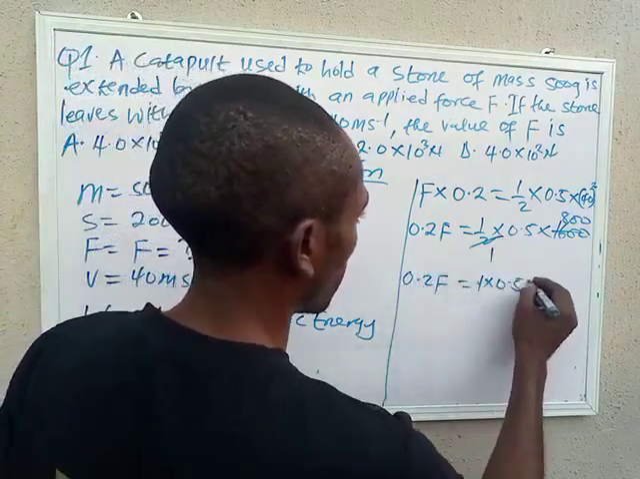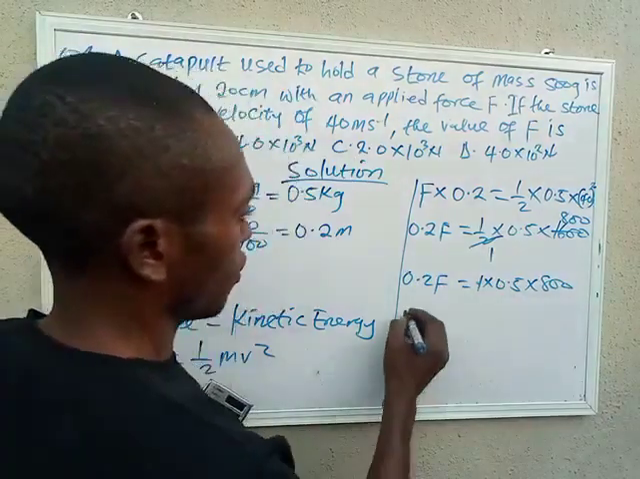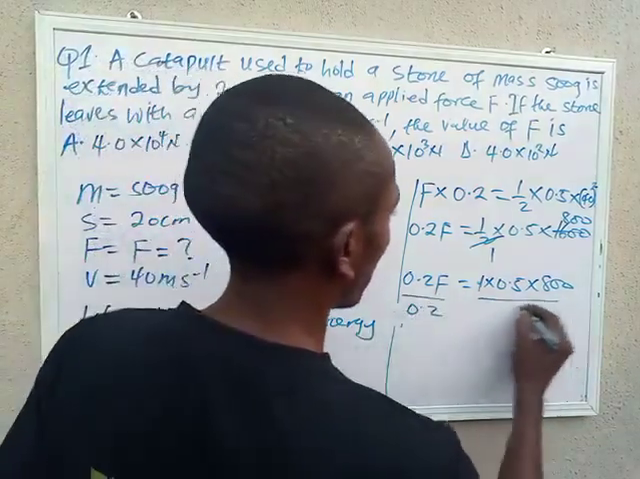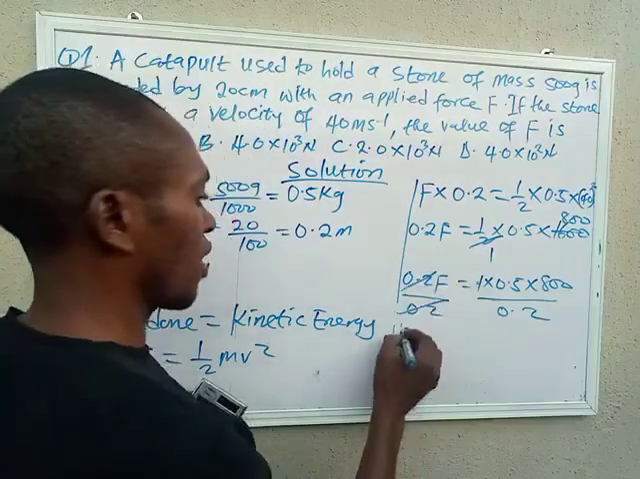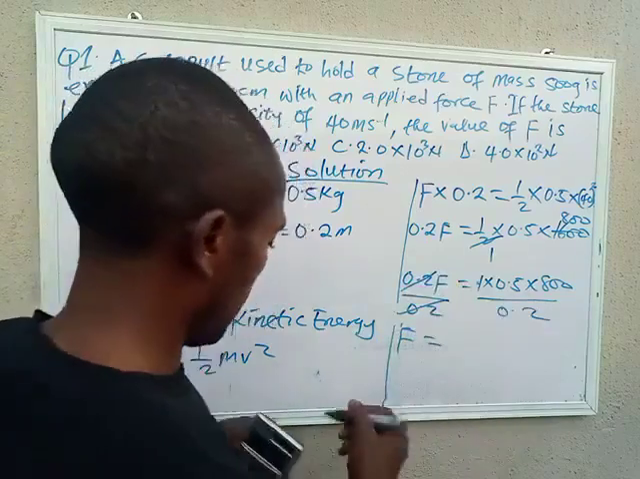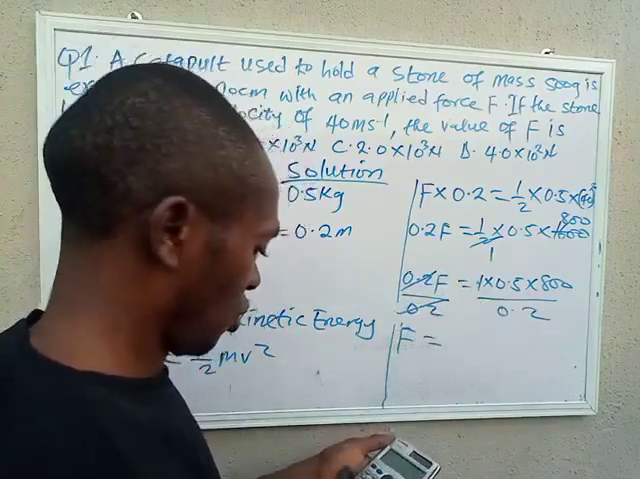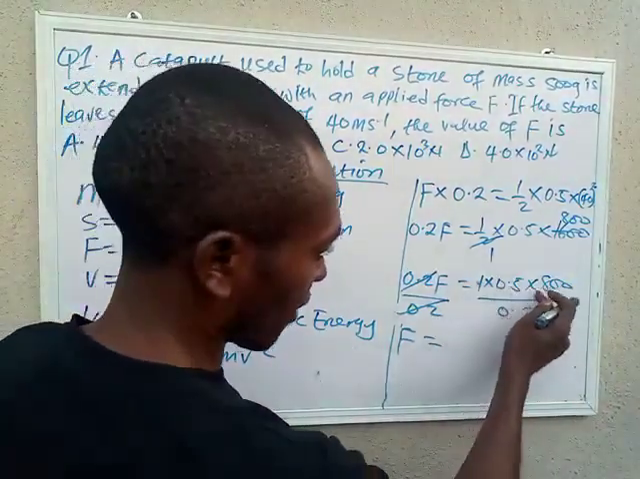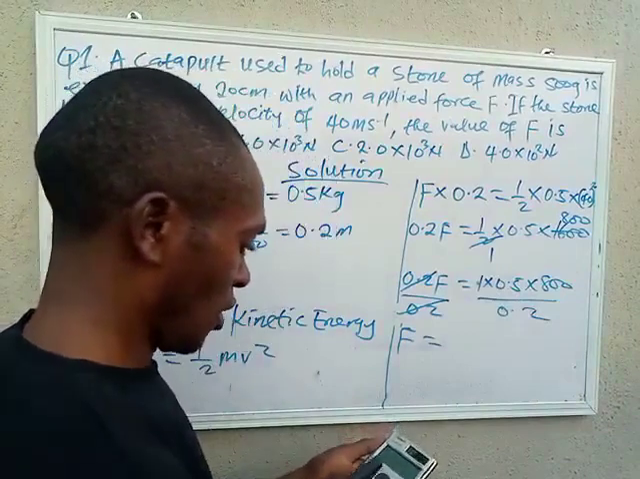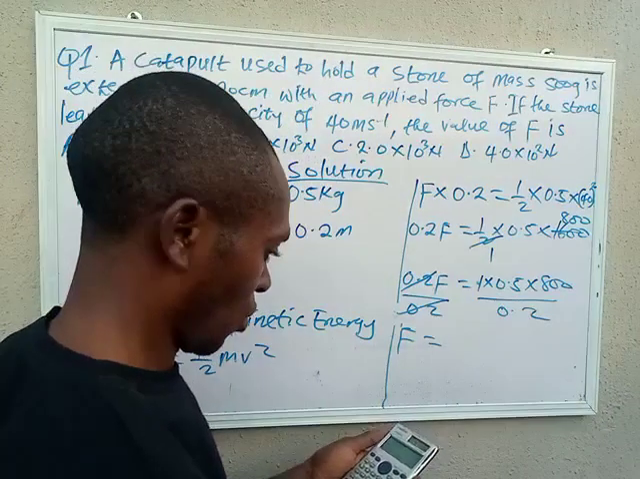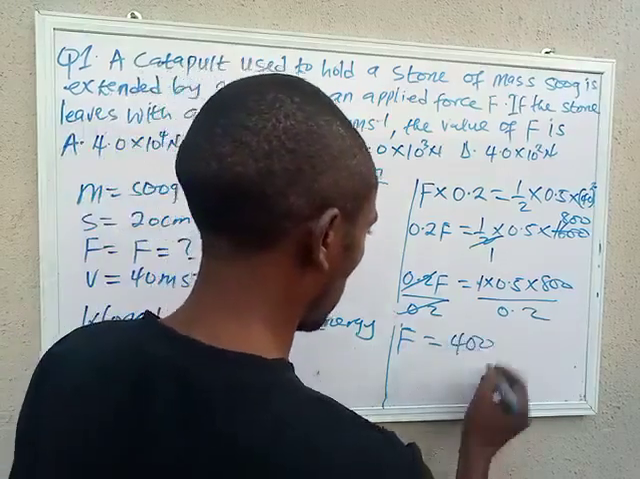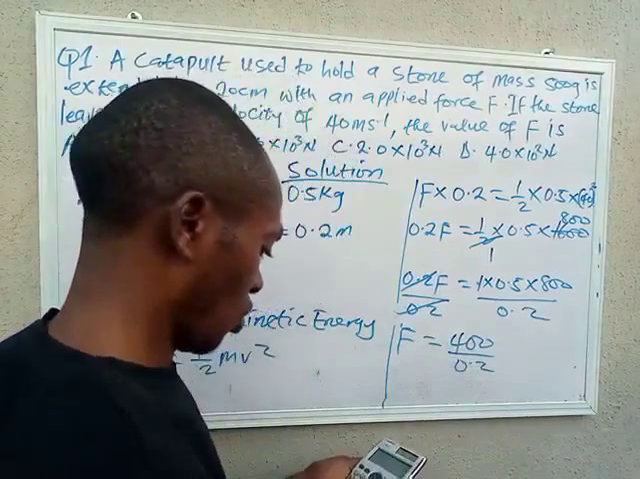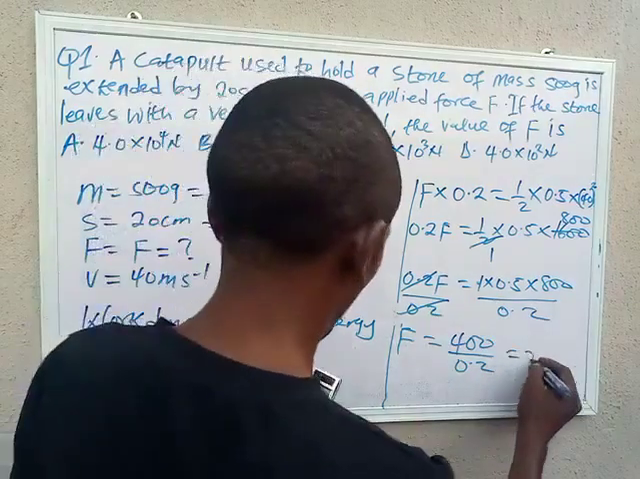Now we can make F the subject of the formula by dividing both sides by 0.2. The 1 times 0.5 times 800 is still the same as 0.5 times 800, which gives 400. So F is 400 divided by 0.2, and what you have is 2000.